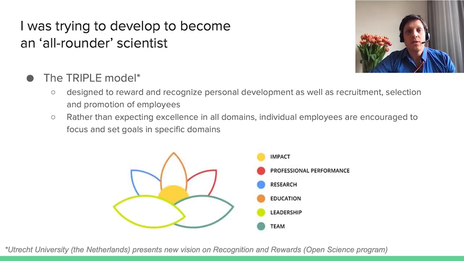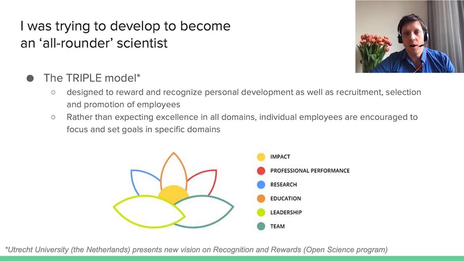scientist. The triple model put forward by the University of Utrecht nicely underlines that research is not the only factor in the scientist that should be rewarded or recognized in academia. Every letter in the triple model highlights a specific component: team, research, impact, professional performance, leadership, and education. Team spirit and leadership form the base of the flower as they support the three cores: research, education, and professional development, where academia generates outcomes.